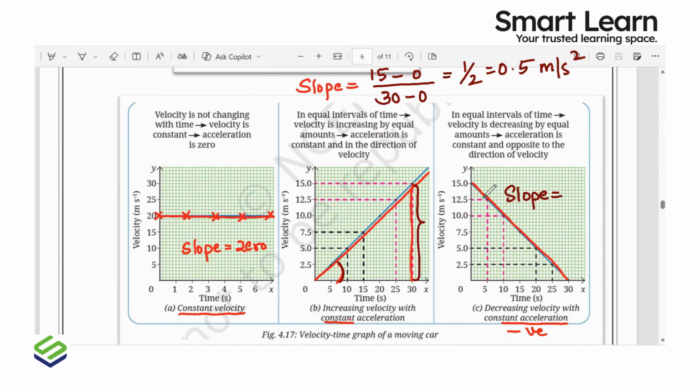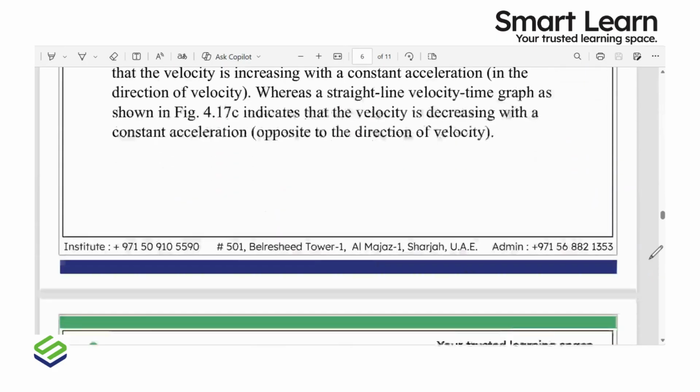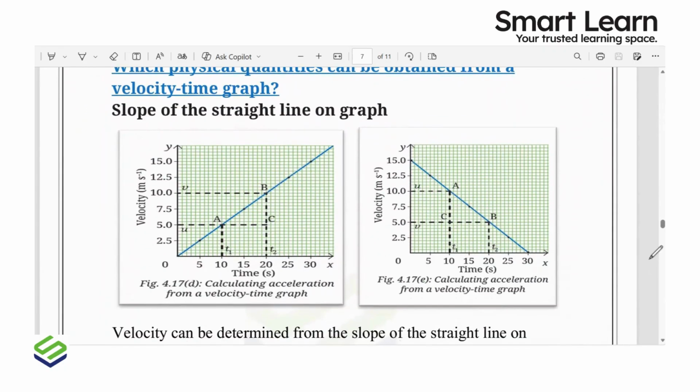That means the initial velocity is 15 and the final velocity will be 0. So 0 minus 15 divided by time, 30 minus 0, because time cannot be negative, 30. So you'll get minus 0.5 meter per second square. So again, recollecting, slope of distance time graph gives speed. Slope of displacement time graph gives velocity. Slope of velocity time graph will give you acceleration.